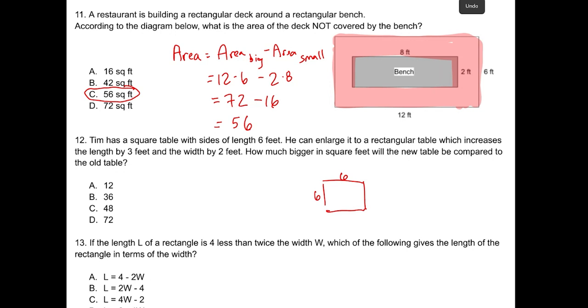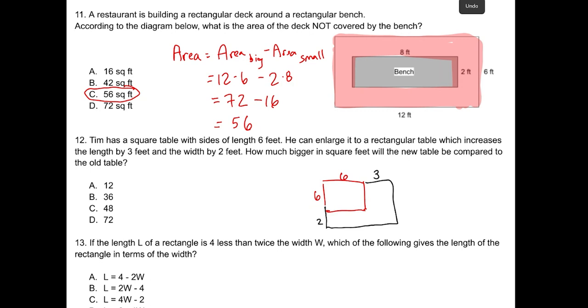He can enlarge it to a rectangular table, which increases the length by 3 feet. So, okay, here we're going to increase the length by 3 feet. Oh, but also the width by 2 feet. So we need to bring this out 2 more feet and bring this out 3 feet. Okay, so it says, how much bigger in square feet will the new table be compared to the old table?